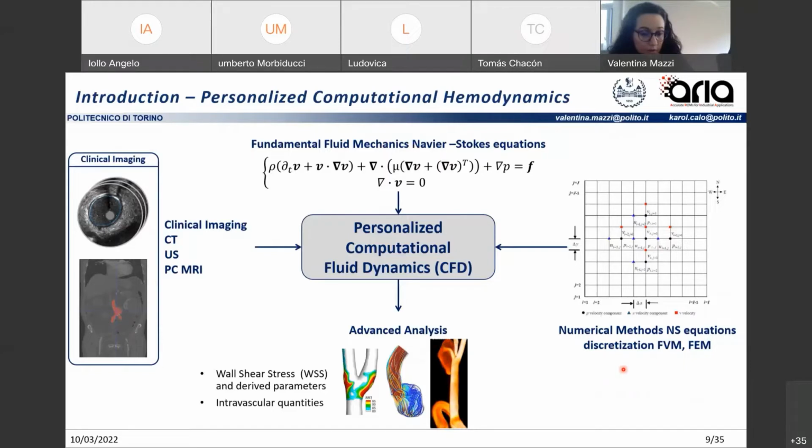Navier-Stokes equations discretization. Then the output of the personalized computational fluid dynamics, which is of course the solution of the Navier-Stokes equations, is used to perform an advanced post-processing of the simulation results, and to provide a characterization of arterial hemodynamics, both in terms of wall shear stress and derived parameters, and also in terms of intravascular quantities.